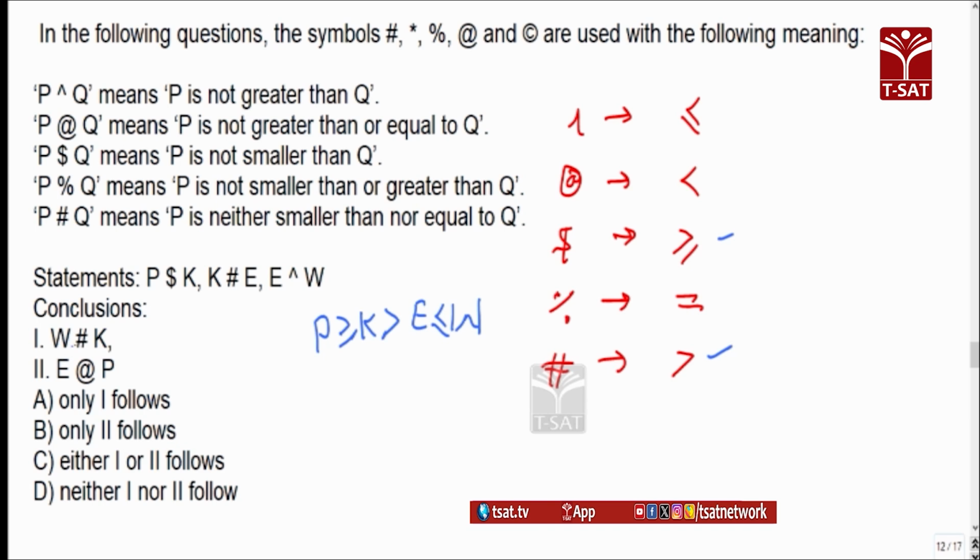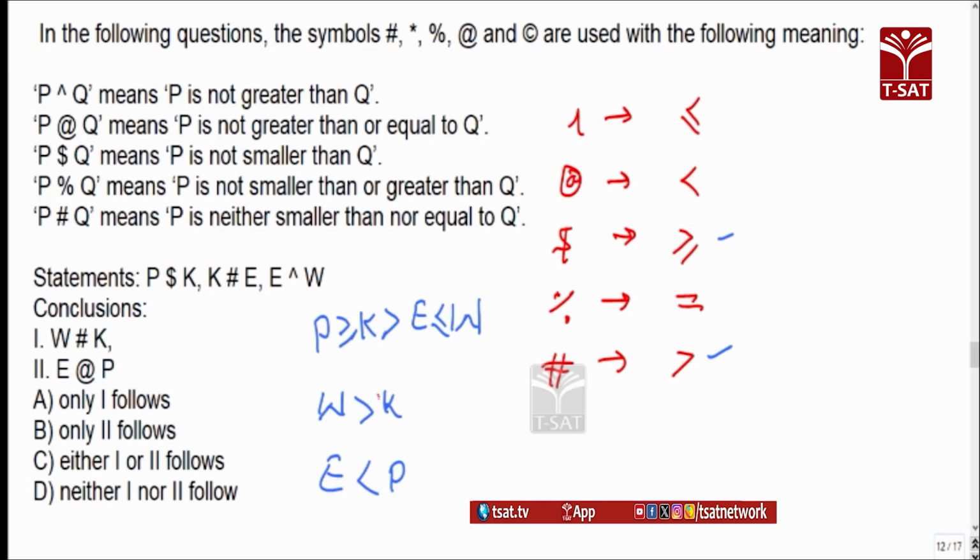See the conclusions here. What are the conclusions? W hash K. And what is the symbol of this hash? That is greater than. So, this is one conclusion. What is the second conclusion? E and P. So, E at the rate P. The at the rate symbol is less than. So, this is less than.